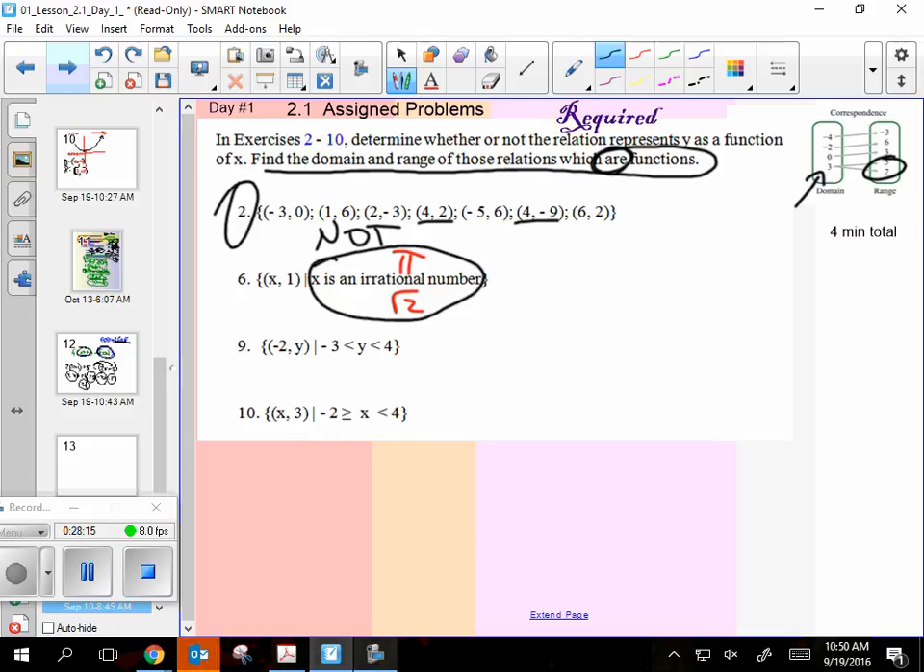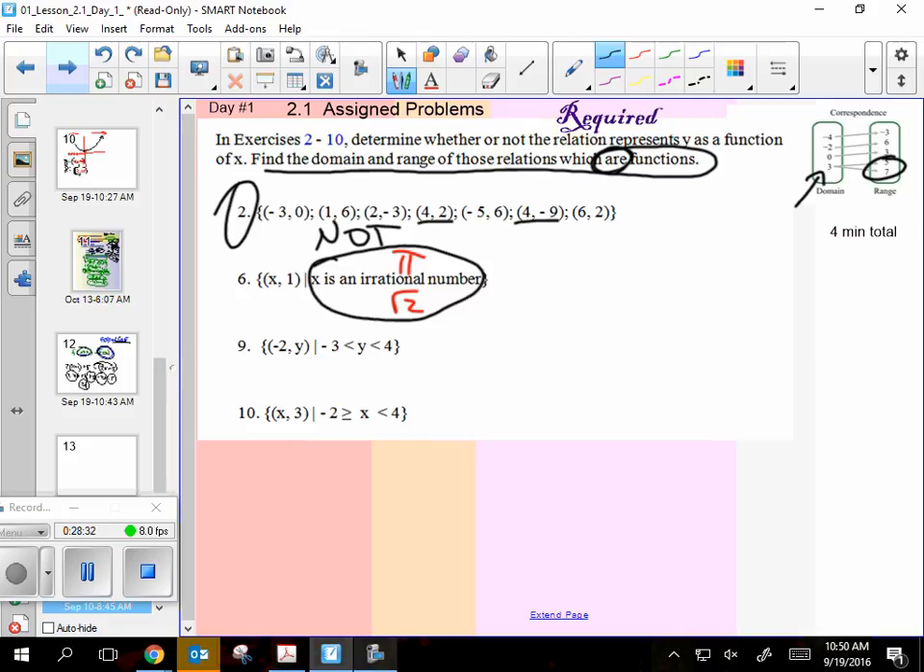Like square root of 2. What about square root of 9? Would that be an irrational? No, because it comes out to a nice number, and that's not irrational. Okay, square root of 10? Yeah, that'd be irrational. Square root of anything that isn't a perfect square.